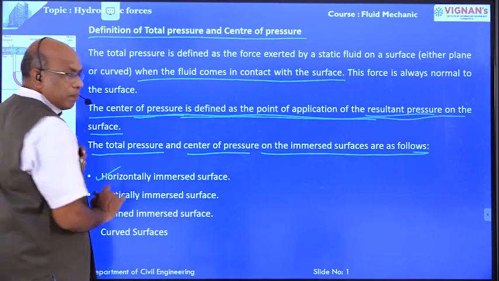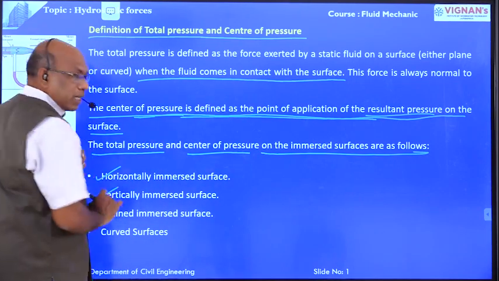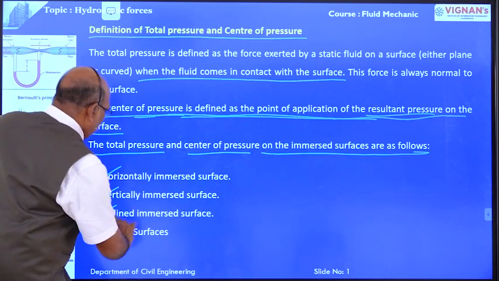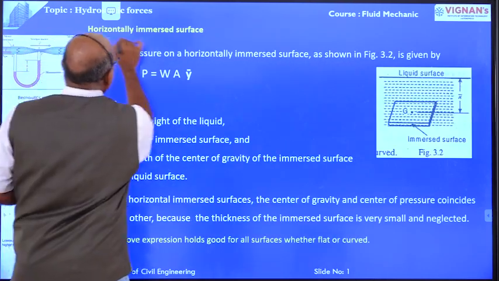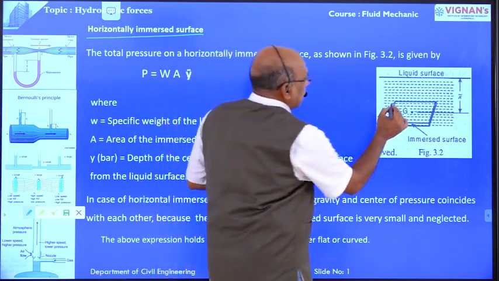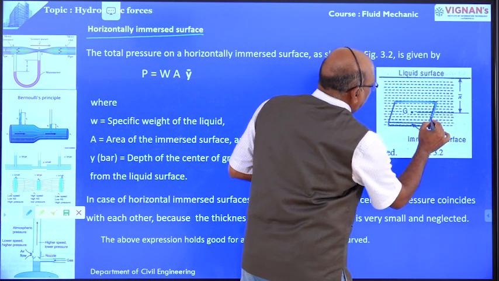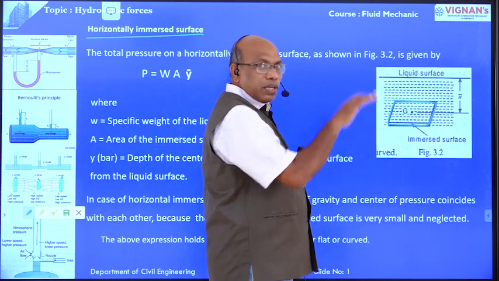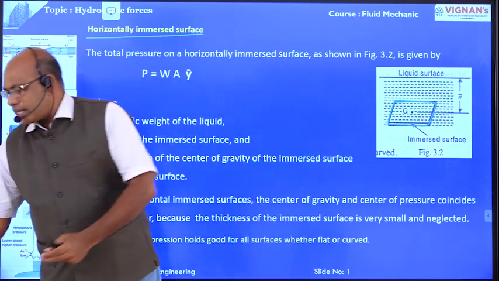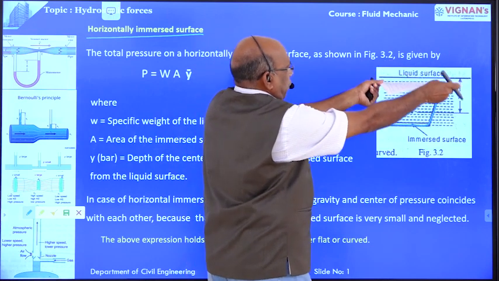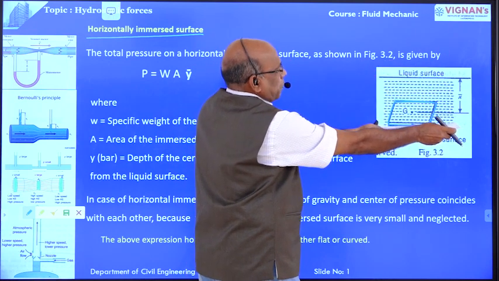The total pressure and center of pressure on immersed surfaces are considered for four cases: horizontal immersed surfaces, vertical immersed surfaces, inclined immersed surfaces, and curved surfaces. Horizontal immersed surfaces: now we are going to take one plane surface that is immersed in liquid horizontally, like this.